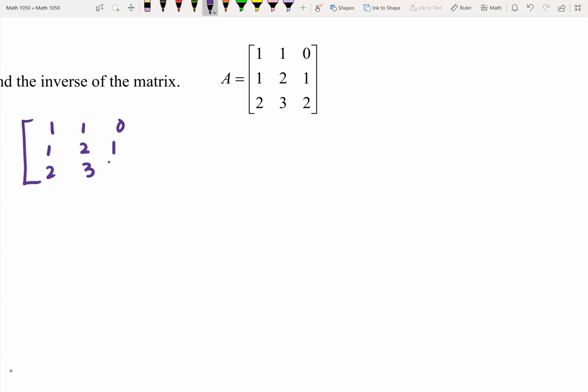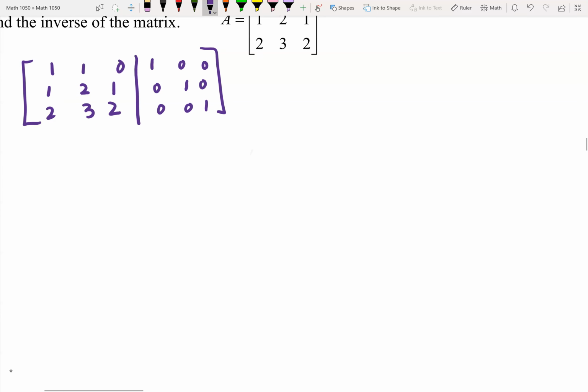Put your matrix A on the left, put your identity on the right. Now I'm turning the left into the identity. Remember the suggested order, okay? So the first thing I need is a 1 right there, and I'm done. The second thing I need is a 0 right there.